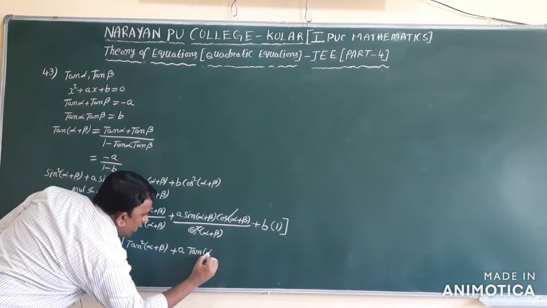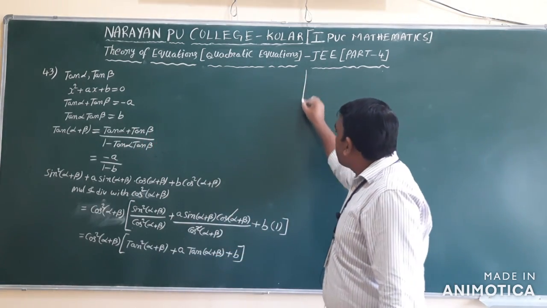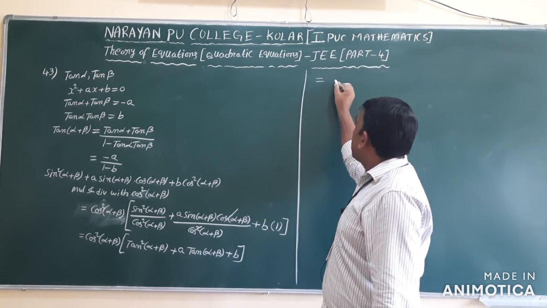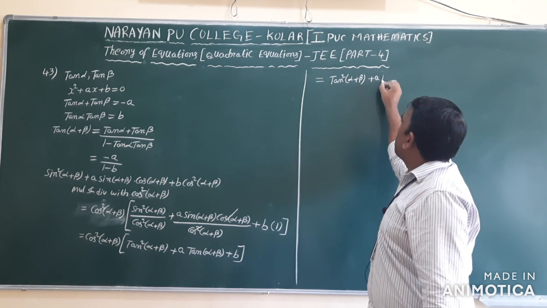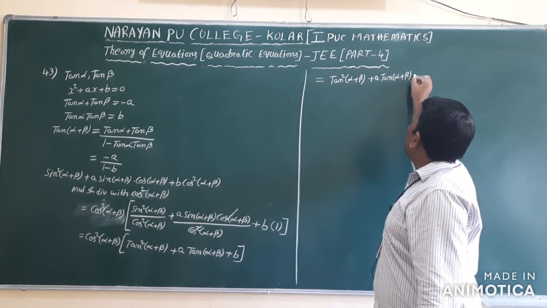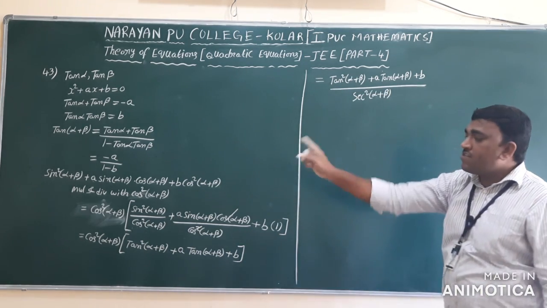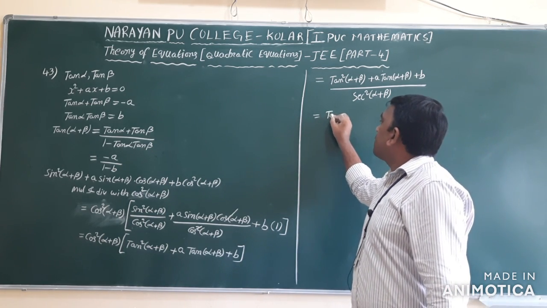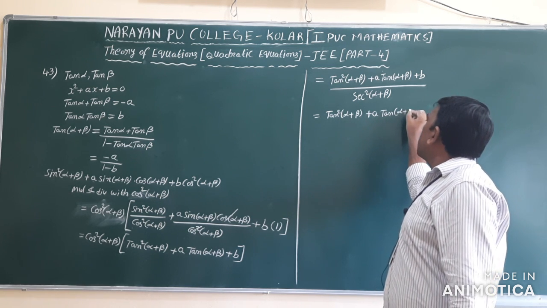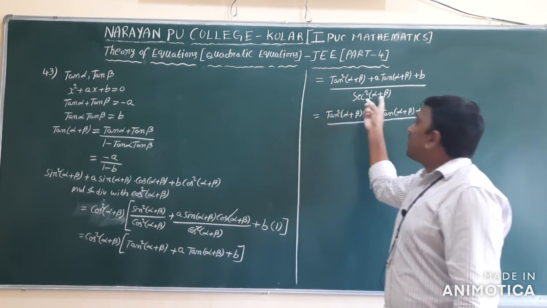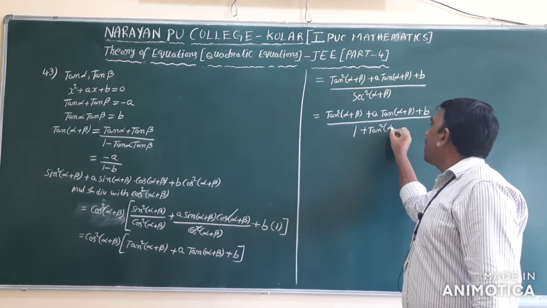This cos will be sent to the denominator, we can write secant square. Tan square of alpha plus beta plus a into tan of alpha plus beta plus b by secant square of alpha plus beta. 1 by secant square is nothing but cos square only. So tan square alpha plus beta plus a into tan of alpha plus beta plus b divided by secant square x, we can write 1 plus tan square x, because we know the tan of alpha plus beta value. 1 plus tan square alpha plus beta.